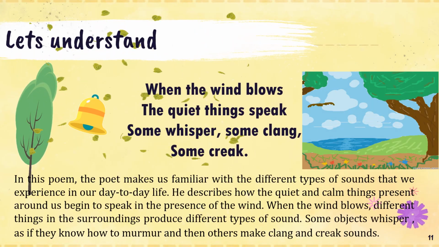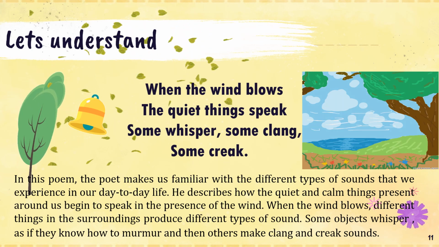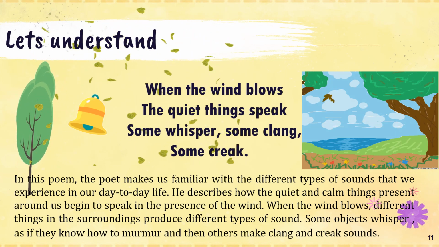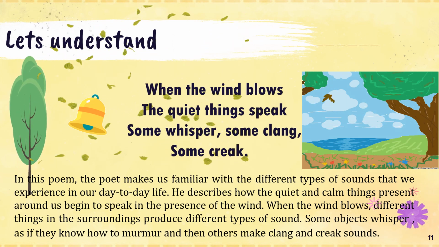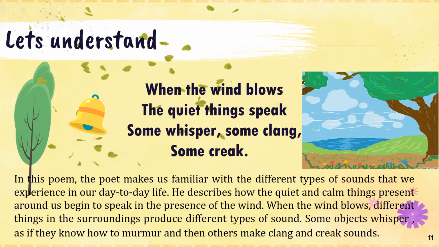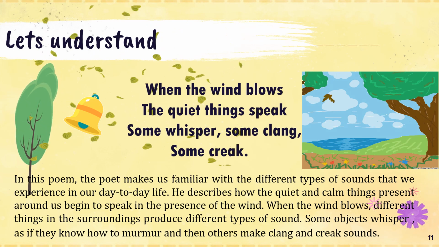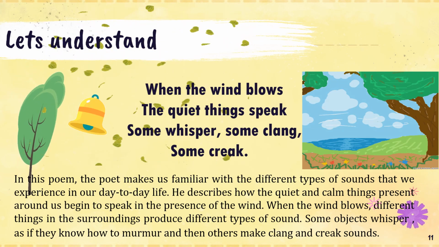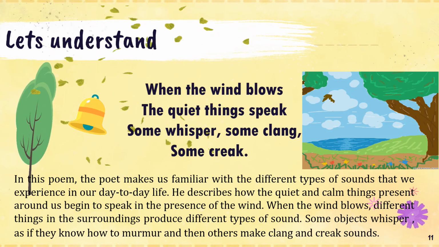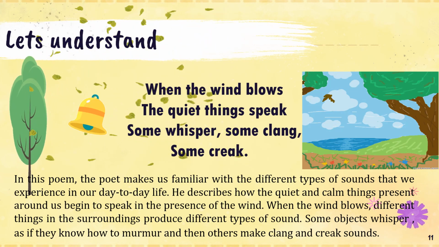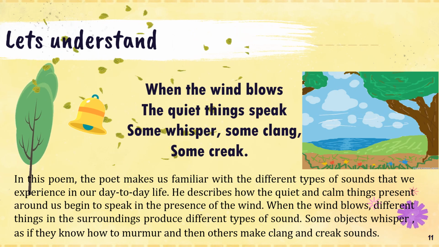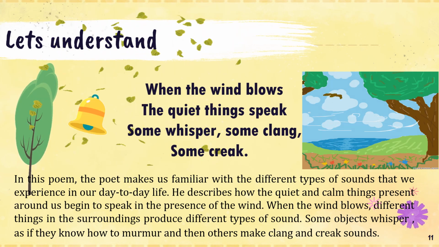Now let's understand the poem. When the wind blows, the quiet things speak. Some whisper, some clang, some creak. In this poem, the poet makes us familiar with the different types of sounds that we experience in our day-to-day life. He describes how the quiet and calm things present around us begin to speak in the presence of wind.